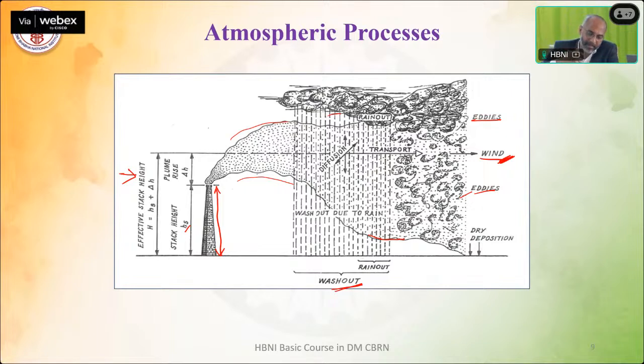For estimating things, there are certain calculations. For making these calculations, you have the stack height and plume rise. See, there's going to be a plume, and this is the plume rise, the height the plume has risen, and this is the path. The effective stack height is the summation of both, so we have this effective stack height.